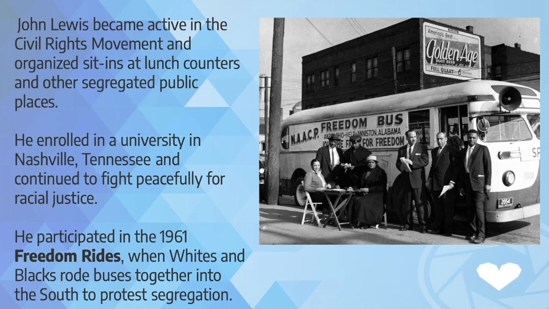John Lewis became active in the civil rights movement and organized sit-ins at lunch counters and other segregated places. He enrolled in a university in Nashville, Tennessee, and continued to fight peacefully for racial justice. He participated in the 1961 Freedom Rides, when whites and blacks rode buses together into the South to protest segregation. The Freedom buses were often attacked by angry mobs.